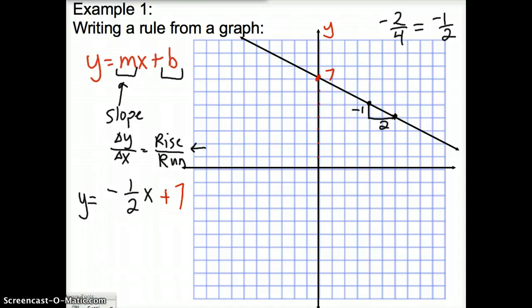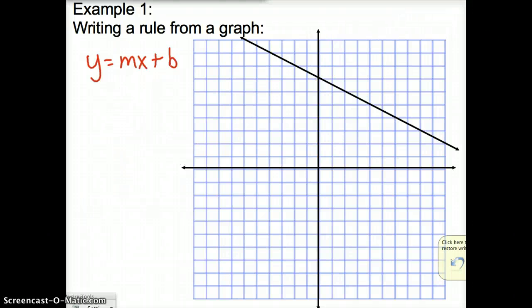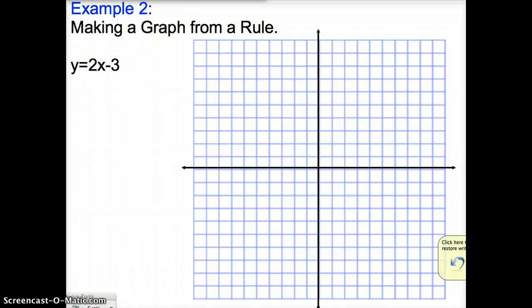So let's take a look at another example where it's kind of backwards. They're going to give us the rule, and we have to be able to graph it. Okay, so always remembering your y equals mx plus b in order to make your graphs. Let's take a look at the next example. We're trying to make a graph from this rule.